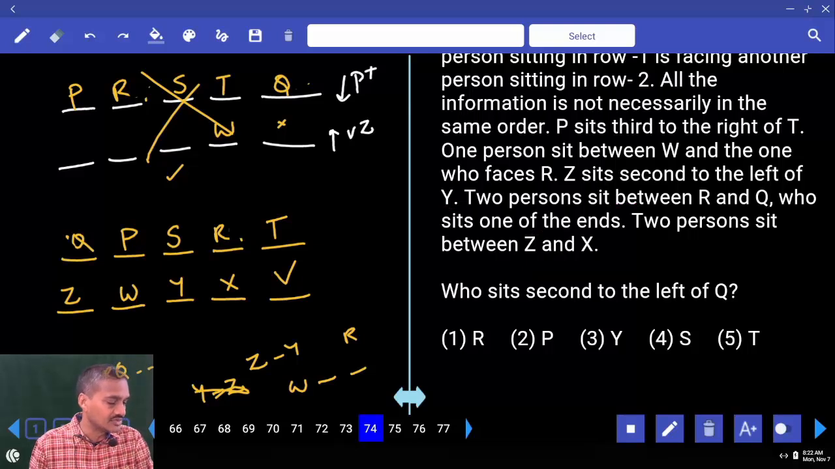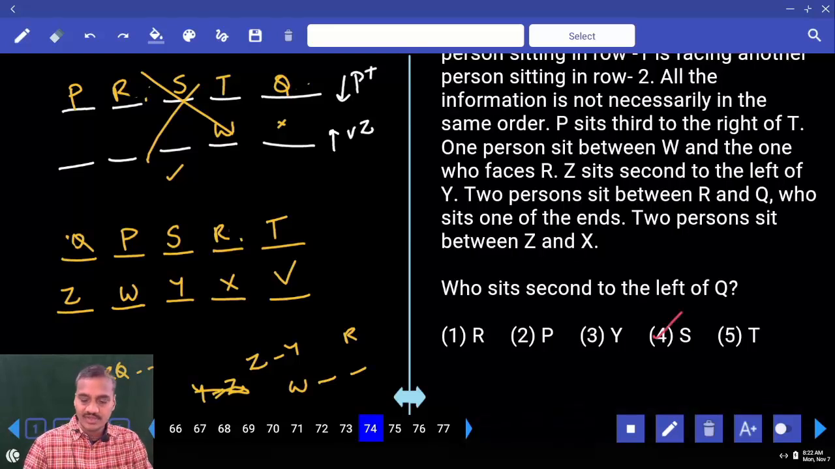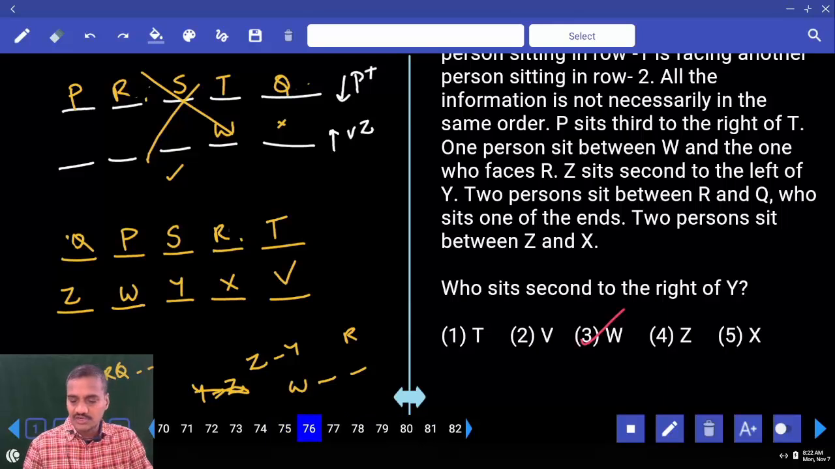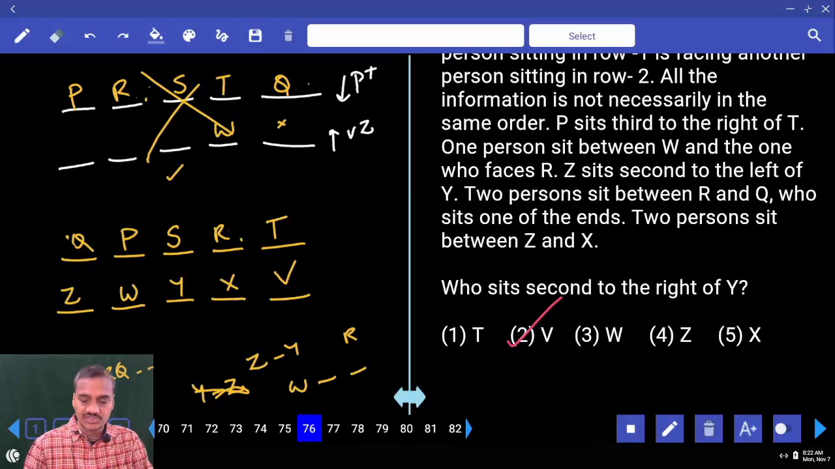Question number 74. Who sits second to the left of Q? Q second left, yes, that is choice for question number 74. Then 75, who faces W? P faces W, that is choice 3, question number 75. And 76, who sits second to the right of Y? Y's second right is V, that is choice 2, 76.